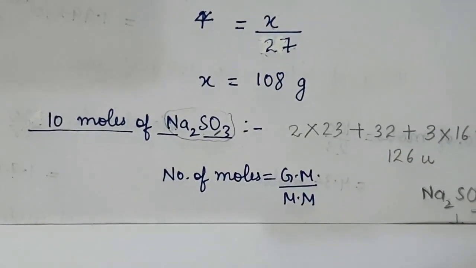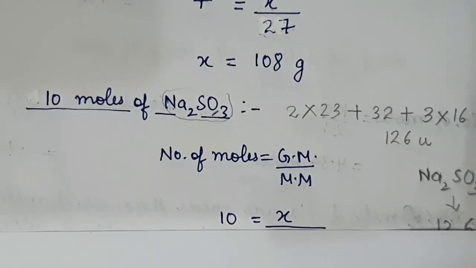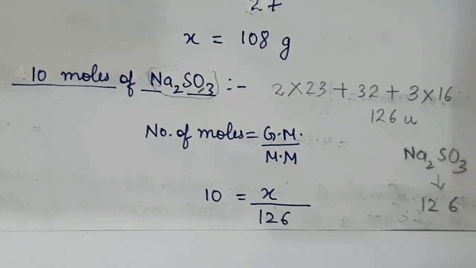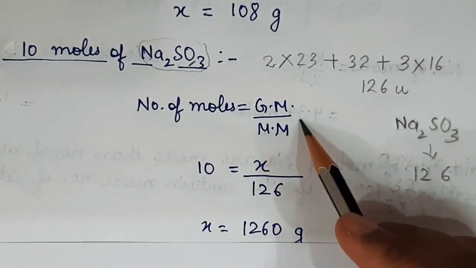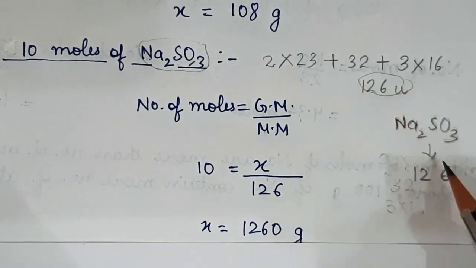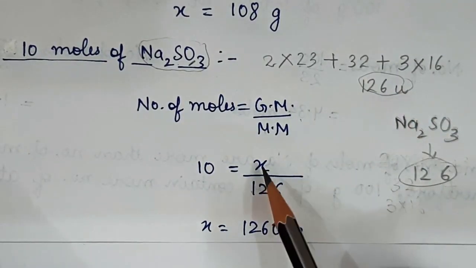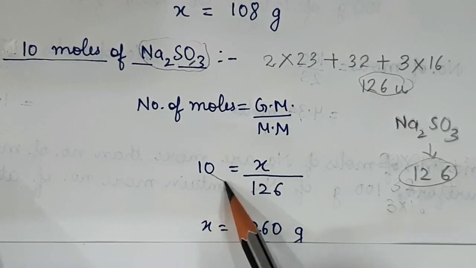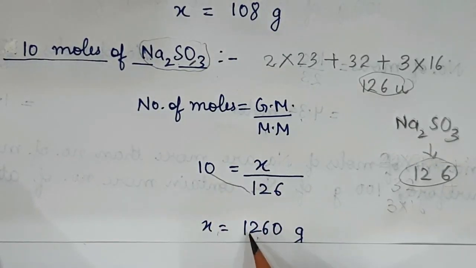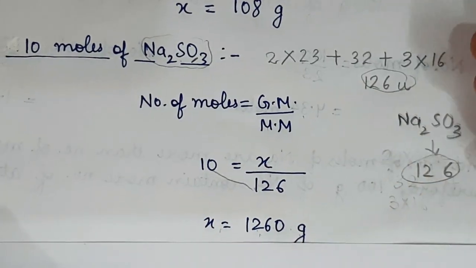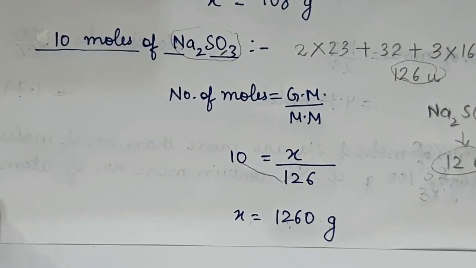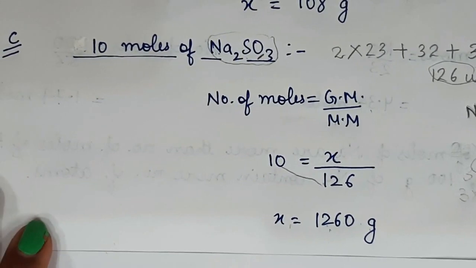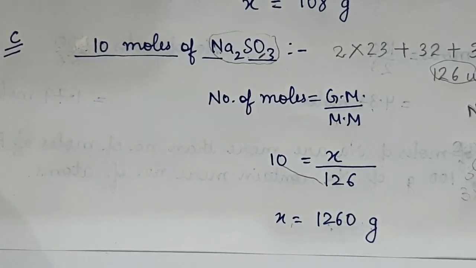Okay, now just apply the formula. Number of moles is equal to given mass upon molar mass. Now given number of moles you know, that is 10. Given mass you have taken as x, and molar mass you have calculated right now, that is 126. So x is equal to 10 multiplied by 126, that is 1260 grams. Okay, so this was C part, 10 moles of Na2SO3.